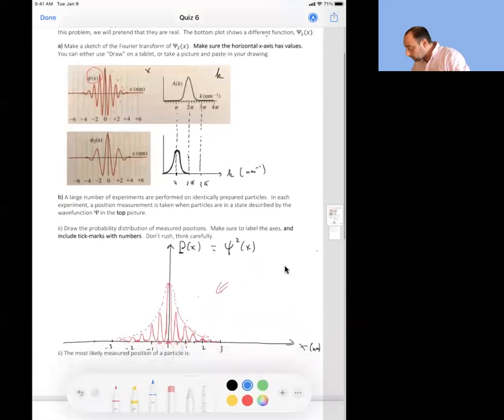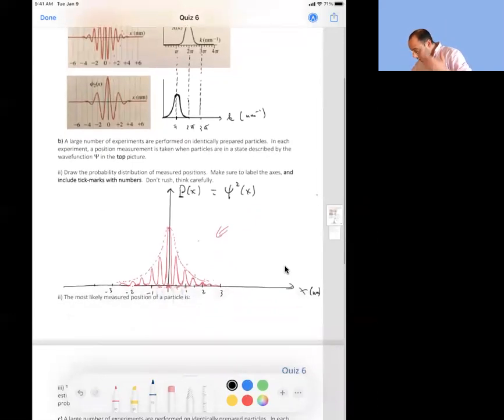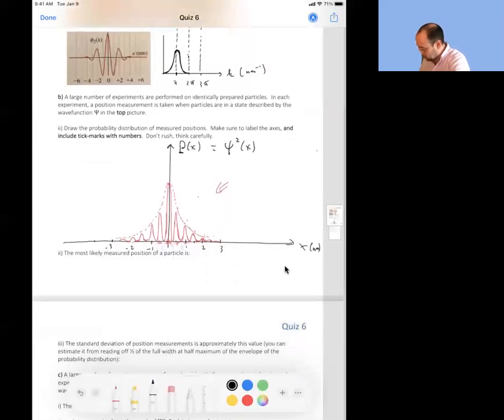Okay? Well, the next question is, what is the most likely measured position of a particle? Again, you have statistics. You have an ensemble of outcomes distributed according to this probability distribution. So you can talk about averages, you can talk about standard deviations. The most likely measured position of the particle is the position where the probability distribution is maximum. Where is the probability distribution maximum? Well, it's maximum at x equals 0. So the most likely value is x equals 0.